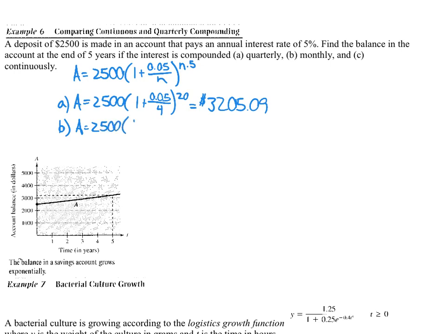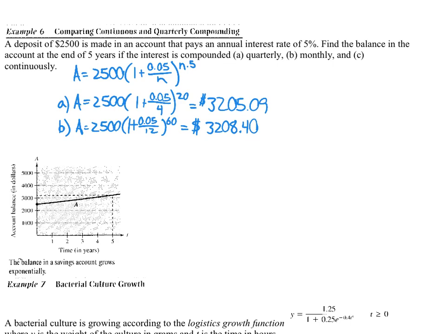And how about B? 2,500 times 1 plus 0.05 over 12 for monthly, to the 60th power, because there's 60 months in 5 years. And what do we get? I got $3,208.40. Okay.